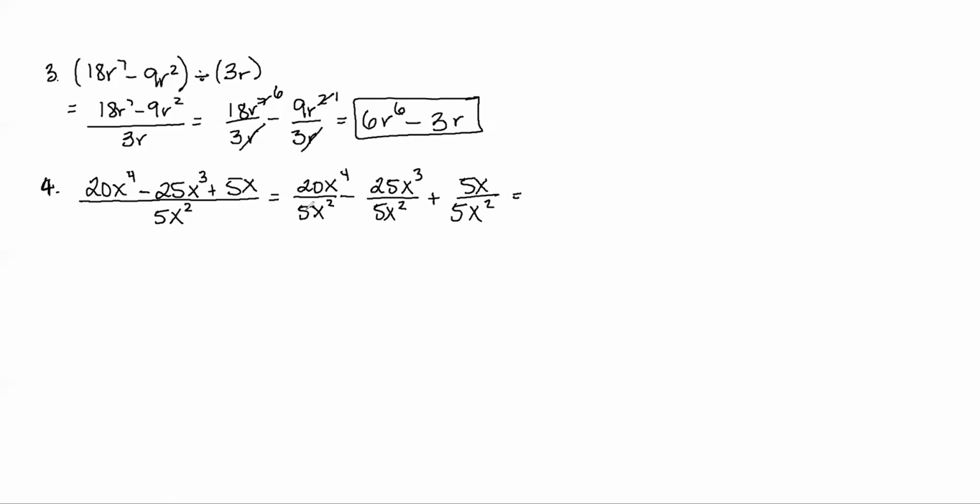So 20 divided by 5 is 4. We can cancel out 2 x's, so we're left with an x squared, minus 25 divided by 5 is 5. Cancel out 2 x's, and we're left with an x to the first, or just x. And then in this last term, 5 divided by 5 is 1, so those just cancel. And if you notice now, when we cancel out an x, we're left with an x on the bottom of the fraction. So we're going to put plus, and we want an x on the bottom of its own fraction. I can't just leave the top blank.